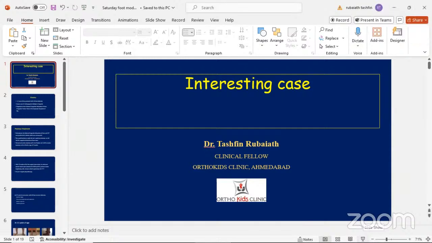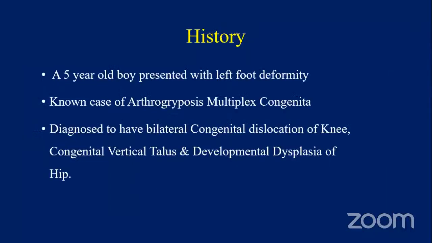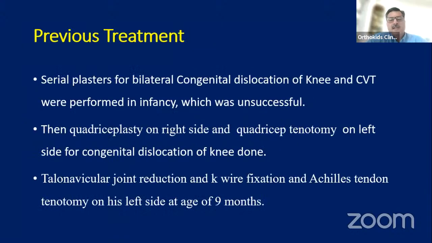Good morning. This is an interesting case. A 5-year-old boy presented with left foot deformity and is a known case of arthrogryposis multiplex congenita, diagnosed to have bilateral congenital dislocation of knee with congenital vertical talus and developmental dysplasia of hip. So just stop it there.